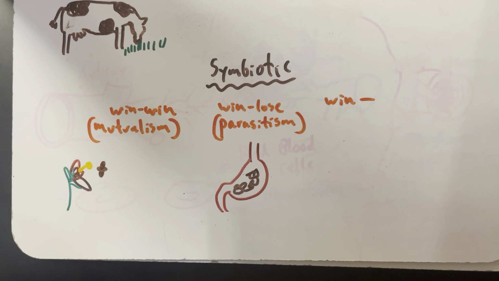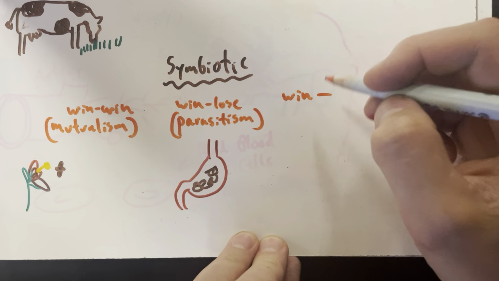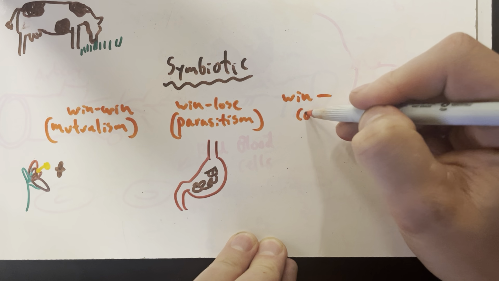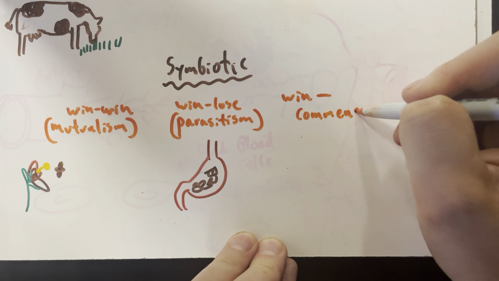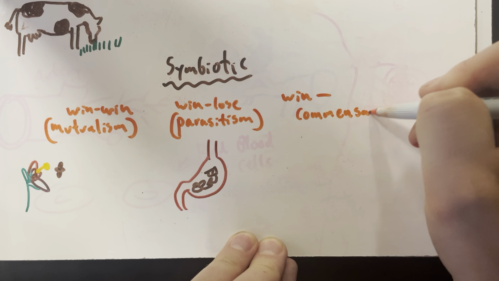And then finally, the win, don't lose. I'll be impressed if anyone knows this term. Anyone? It's called commensalism. And this is where one organism benefits and one doesn't really care. The classic example here is, if I can draw this guy.